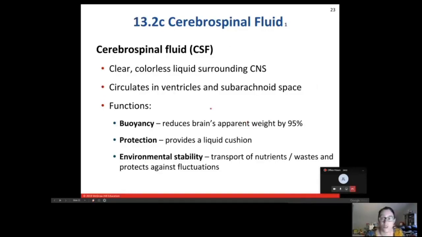The cerebrospinal fluid circulates both in the subarachnoid space and in the ventricles, and it has a couple of important functions. Buoyancy: it helps reduce the brain's weight. It helps protect the brain with a liquid cushion. It also stabilizes the environment. Remember that the blood-brain barrier as well as the CSF are filtering things into and out of the CSF, specifically letting certain things into the CSF and not letting other things in.